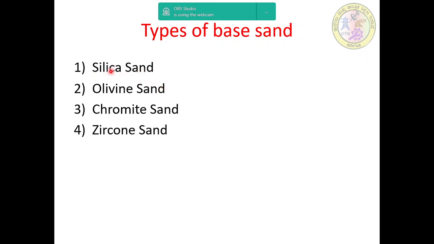And then the main ingredients of molding sand are silica sand plus additives plus binders. We will discuss them one by one. First we will take silica sand.